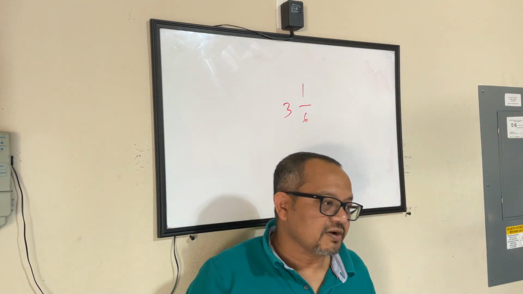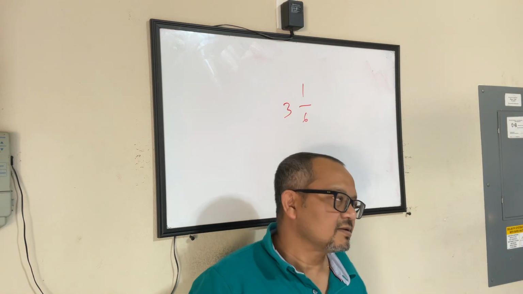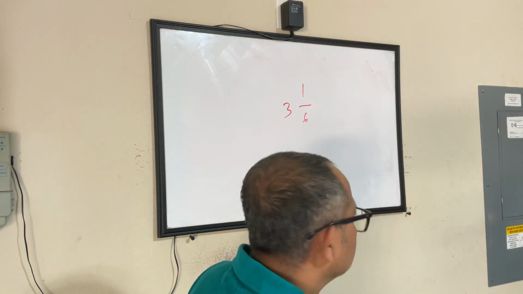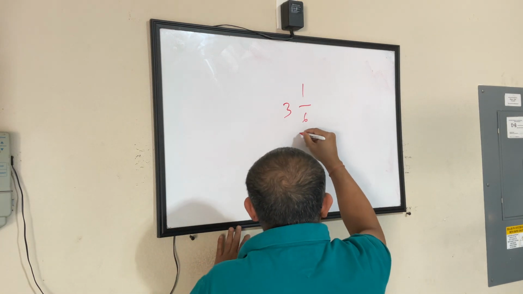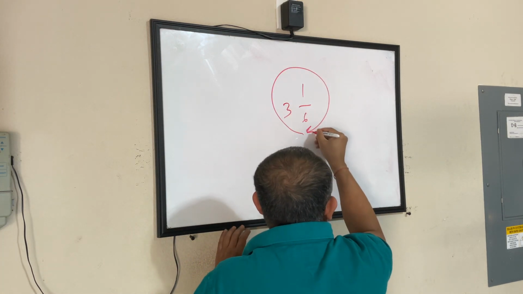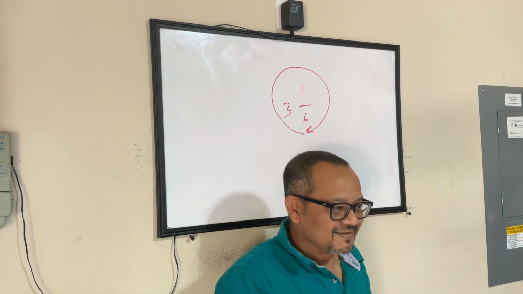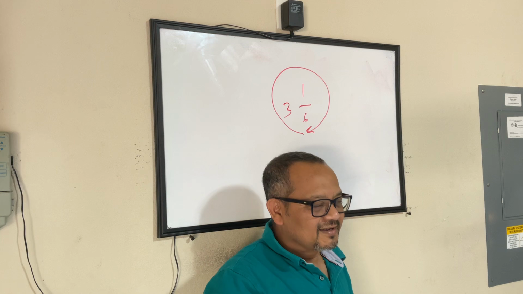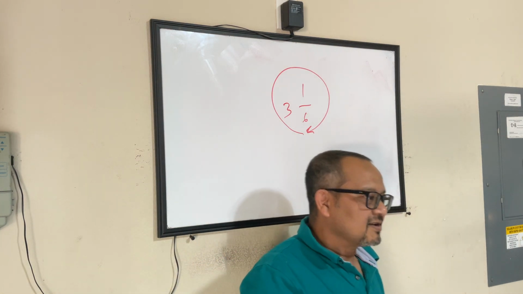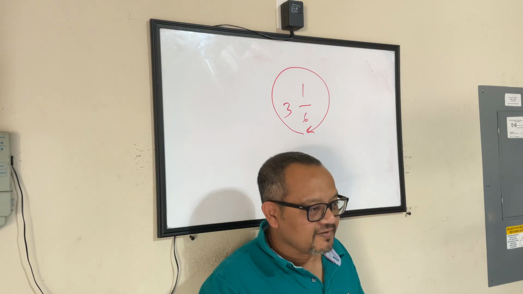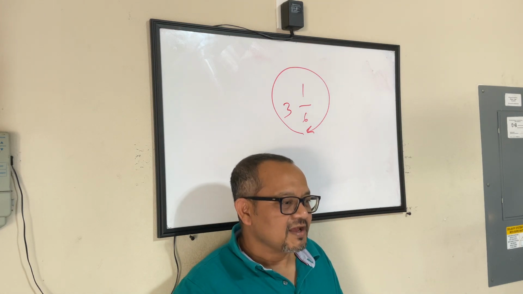Anybody? Yeah, Sohina, what is your answer? So what we are supposed to do is just multiply 3 times 6 and we get 18, and 18 plus 1 is 19, and we should keep the denominator the same way. For me, it's like a clock. It's called MAD. So multiplying, adding, and then the denominator. Multiply, add, denominator. Keep the same.